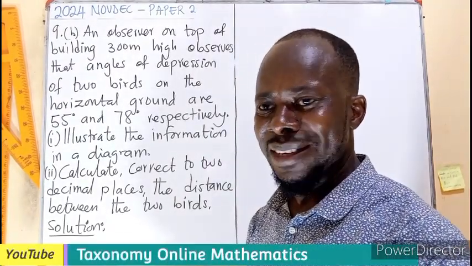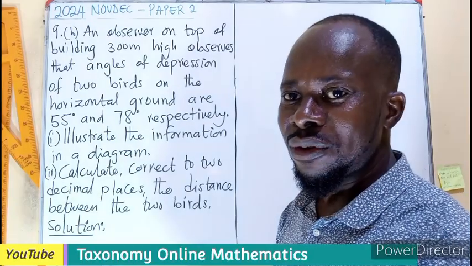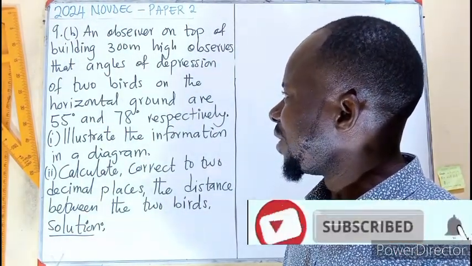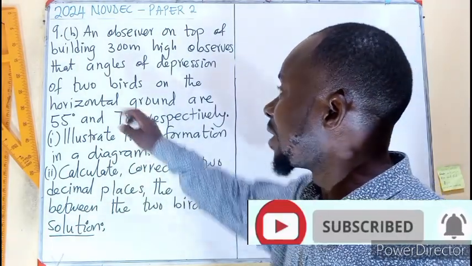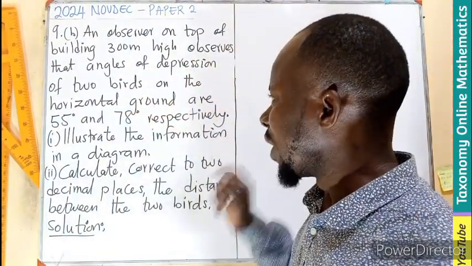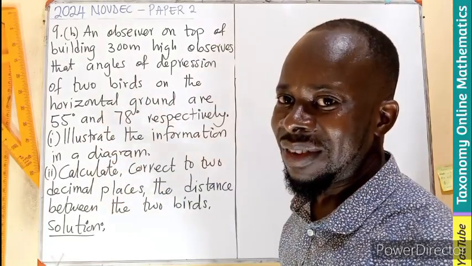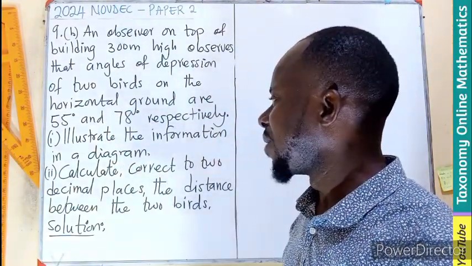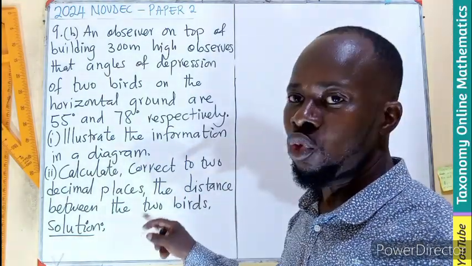Hello, welcome. Let's give a try to this question 9B, 2024 NOV-DEC. An observer on top of a building which is 300 meters high observes that the angles of depression of two beds on the horizontal ground are given as 55 degrees and 78 degrees respectively. We have to illustrate the information on the diagram and calculate the distance between the two beds.